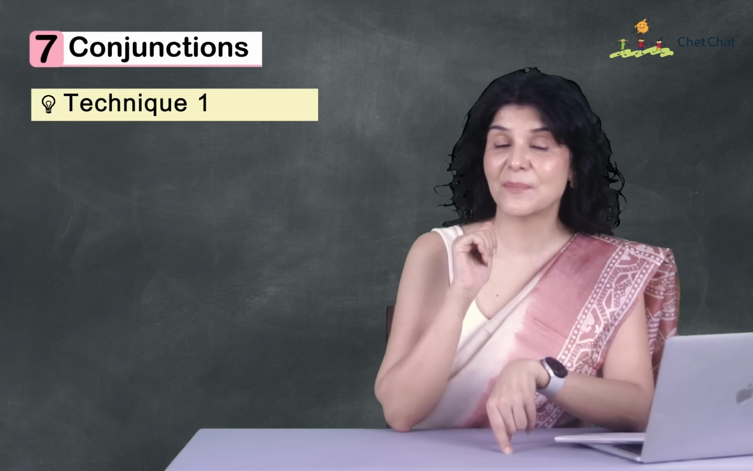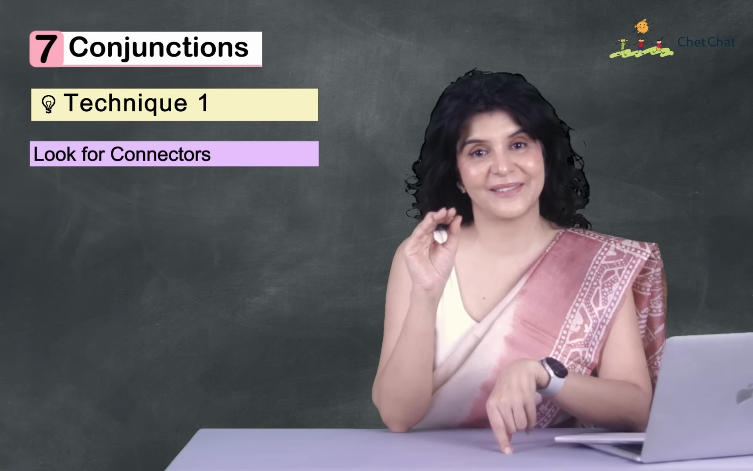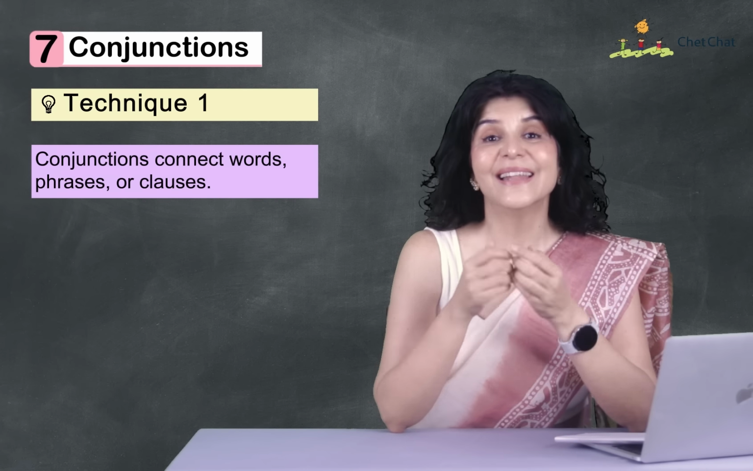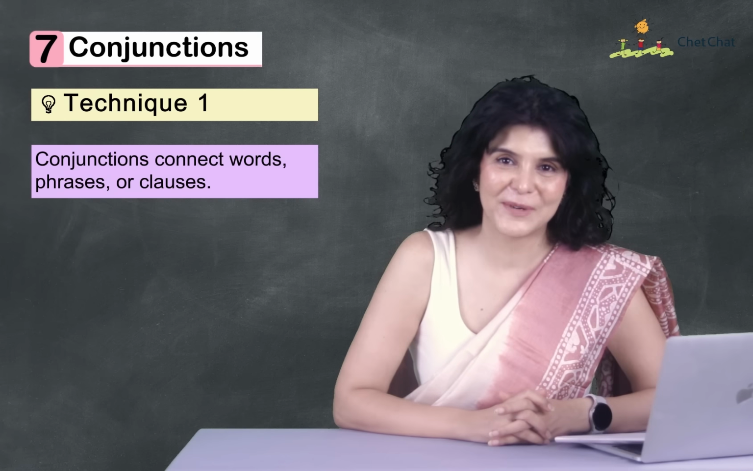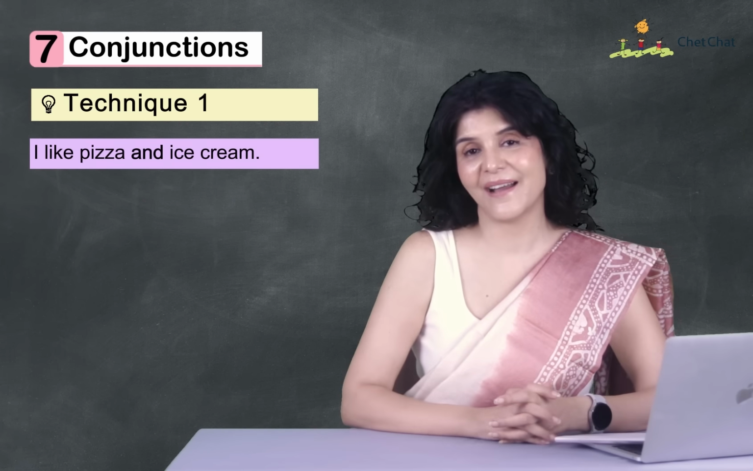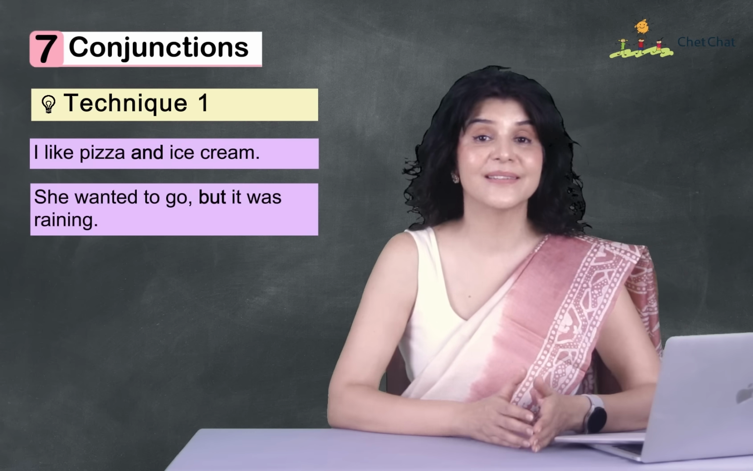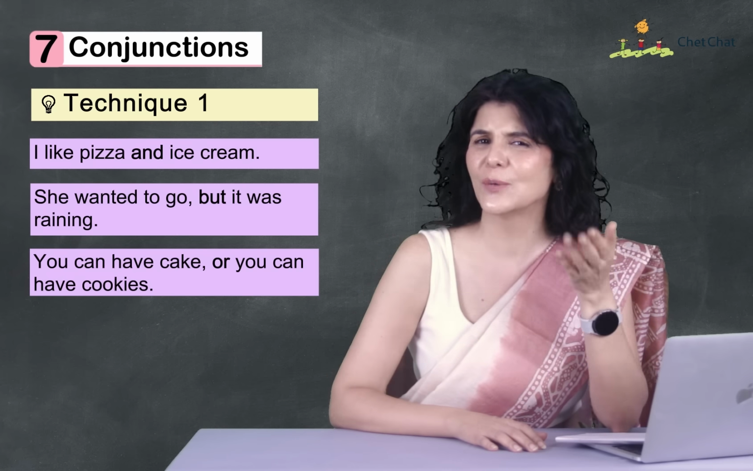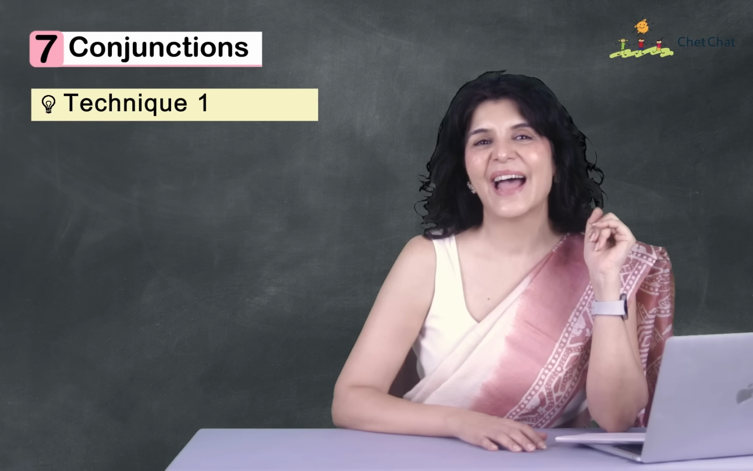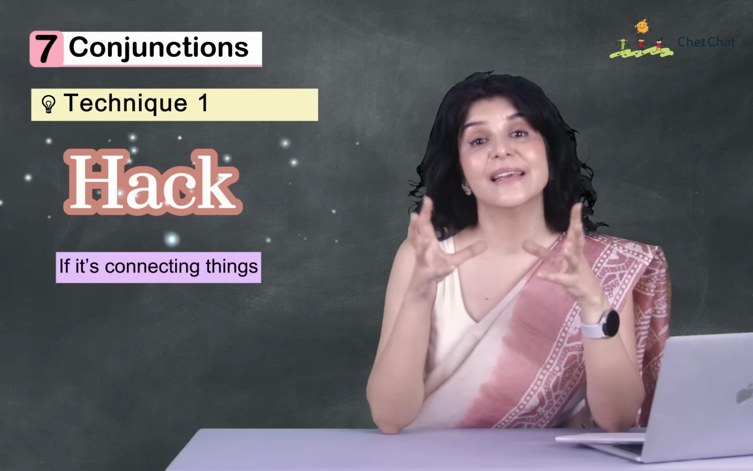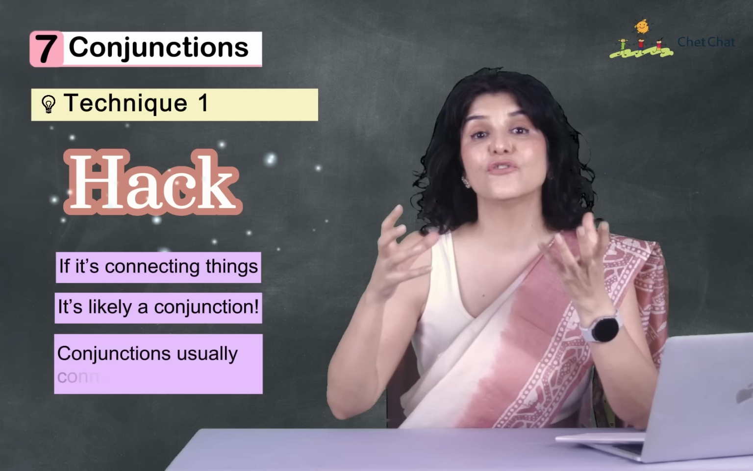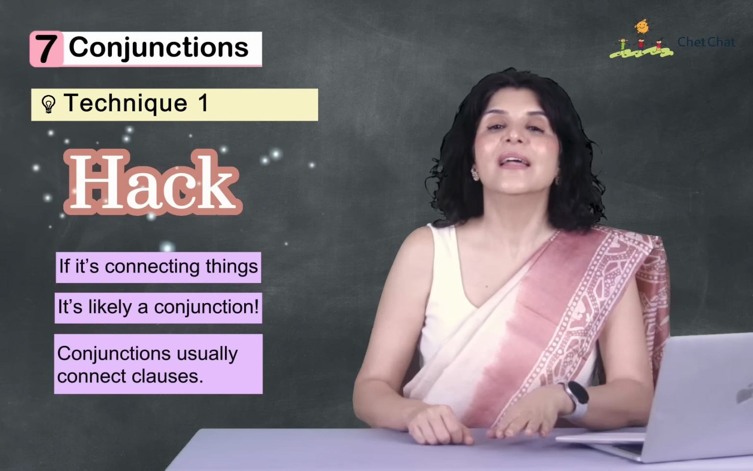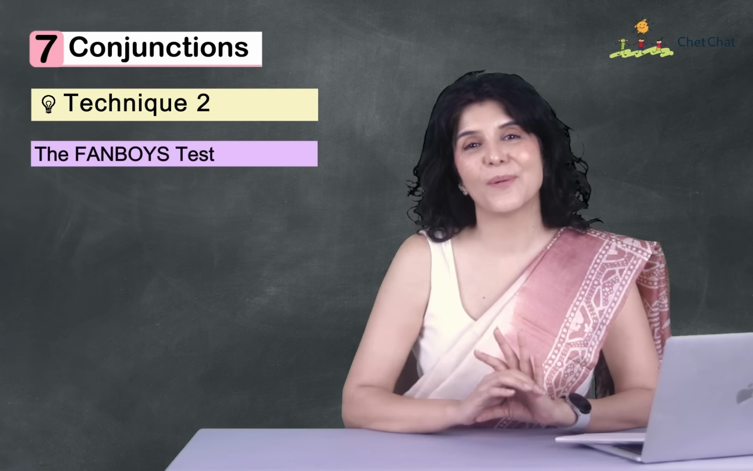Okay. Technique number 1: look for connectors. Conjunctions connect words, they connect phrases, they connect clauses. They are the ultimate matchmakers of grammar. I like pizza and ice cream. She wanted to go, but it was raining. You can have cake or you can have cookies. Tough choice. The hack is that if it's connecting things, it's likely a conjunction. Usually conjunctions are connecting clauses to each other. Remember that, okay?